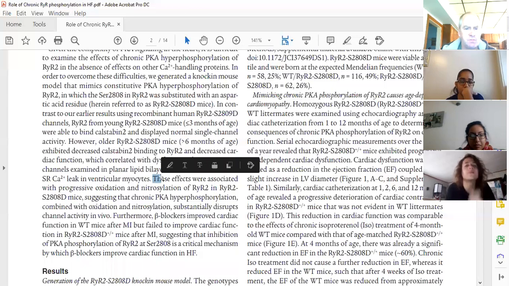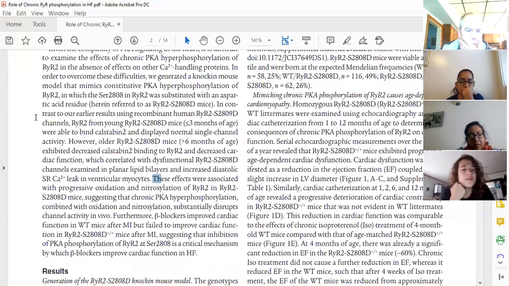Okay. So we're down here with these effects. These effects were associated with progressive oxidation and nitrosylation of ryanodine receptors in mutant ryanodine mouse, suggesting that chronic PKA hyperphosphorylation combined with oxidation, and nitrosylation substantially disrupts channel activity in vivo. Furthermore, beta blockers improve cardiac function in WT mice after MI, but failed to improve cardiac function in mutant ryanodine receptor mice after MI, suggesting that inhibition of PKA phosphorylation of ryanodine at serine 2808 is a critical mechanism by which beta blockers improve cardiac function in heart failure.